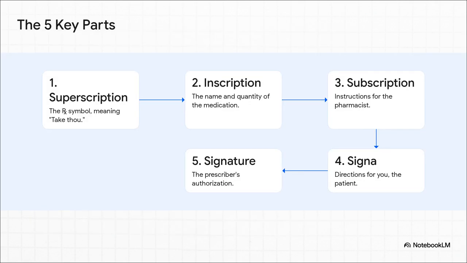First up, you've got the superscription. That's the classic RX symbol you see everywhere. It actually comes from the Latin word for recipe and means "take thou." Next is the inscription. This is the main event, the name of the drug and how strong it is. Then there's the subscription, which is a little note for the pharmacist. But the most important part for you is the signa, or sig. Those are your instructions, how and when to take the medicine. And finally, the doctor's signature makes the whole thing legit.